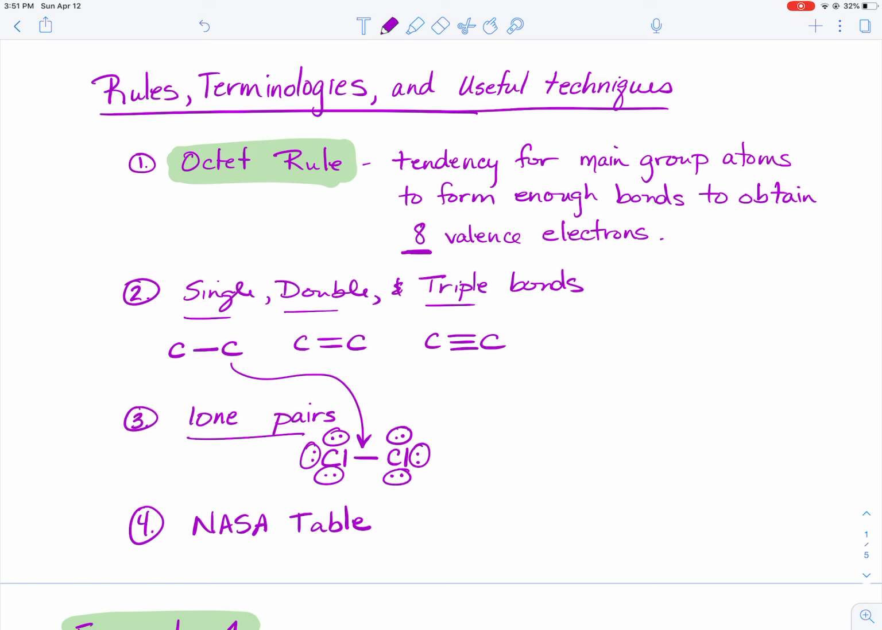And this technique is called the NASA table, where NASA is actually an acronym for particular things that we're going to calculate mathematically that will go into our Lewis structure. So what I'm going to do is show you the octet rule. Using the octet rule, we're going to place single, double, and triple bonds and lone pairs within Lewis structures, and we're going to use the NASA table. I'm going to do that by practicing with a couple of examples.